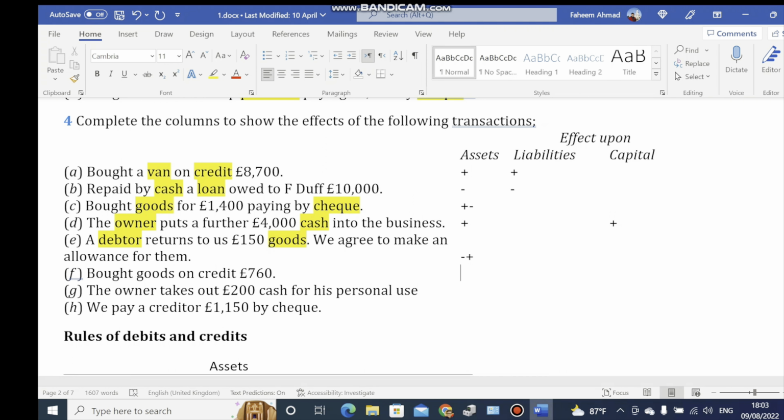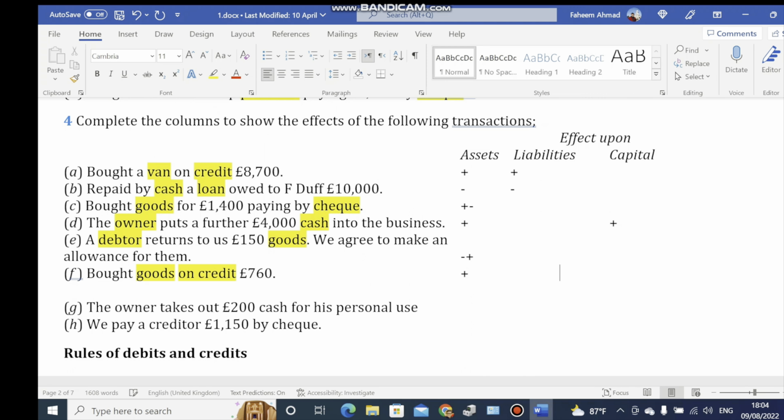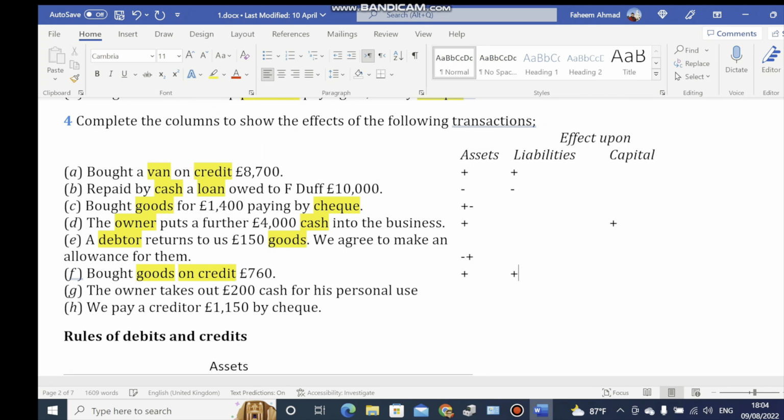Next transaction, F. So I can see goods on credit, two accounts. We bought goods, it means goods are increasing, asset is increasing. We bought on credit, it means our liability is increasing.